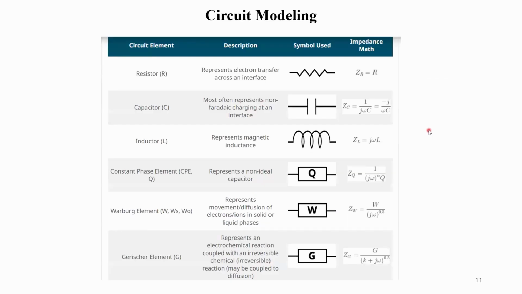This is the impedance values of the resistor, capacitor, and inductor, the most basic electronics components. For the resistor, the impedance is equal to just the resistance. However, for the capacitor and inductor, we need to use this kind of equation.